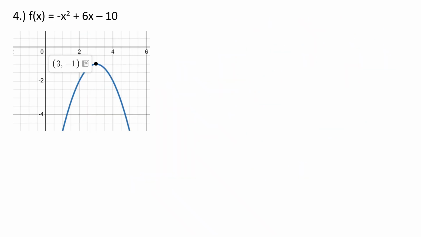And last one, we have this one here. And again, I'll just work through this for those of you that maybe don't have access to a graphing calculator. The opposite of 6 is -6. My A value here is -1. So I have -6 over -2, which is +3. Oh, look, wow, it's +3 is my x coordinate.